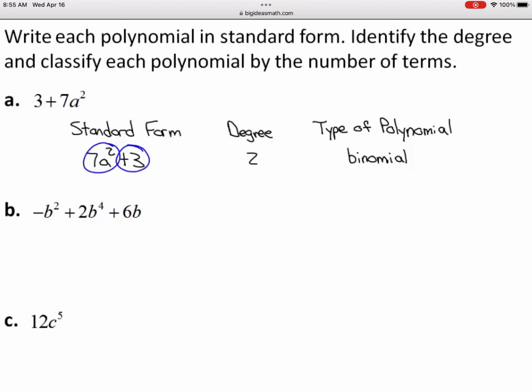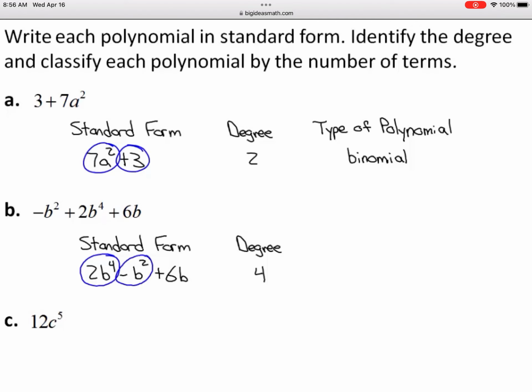The polynomial in standard form is given by 2b to the 4th power minus b to the 2nd power plus 6b. Notice that the exponents of the terms decrease from left to right. The greatest degree is 4, so the degree of the polynomial is 4. Also notice that there are three terms, 2b to the 4th power, negative b to the second power, and positive 6b. So the polynomial is a trinomial.